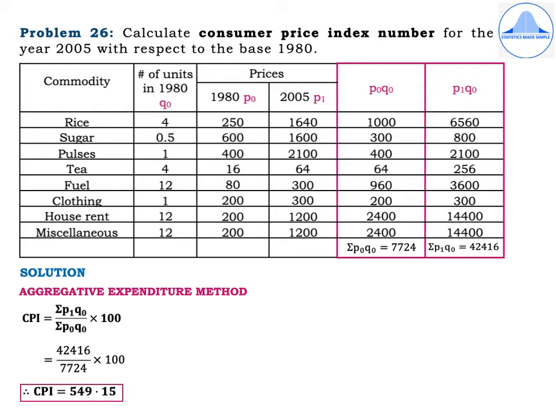So you'll get summation P1 Q0 is equal to 42,416. So substituting in the formula, CPI is equal to 42,416 divided by 7,724 into 100. So CPI is equal to 549.15.